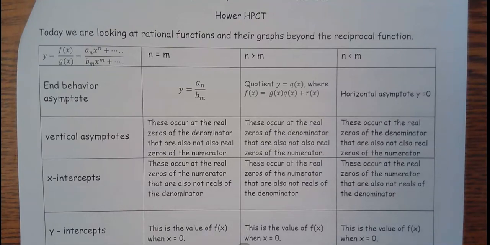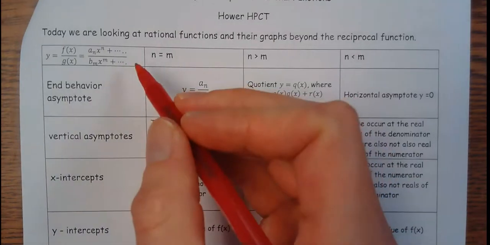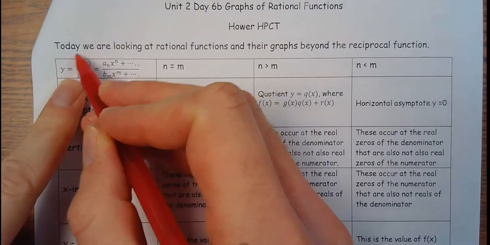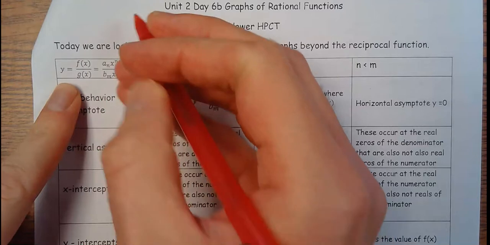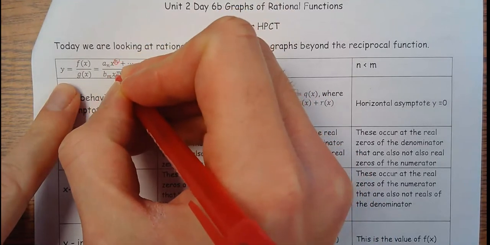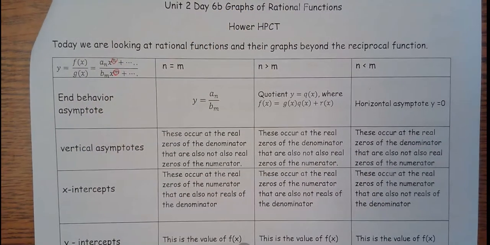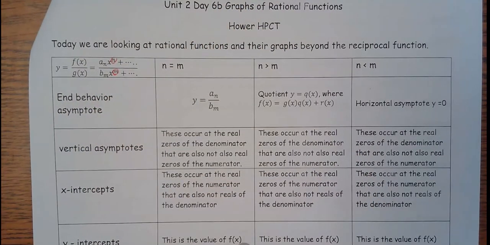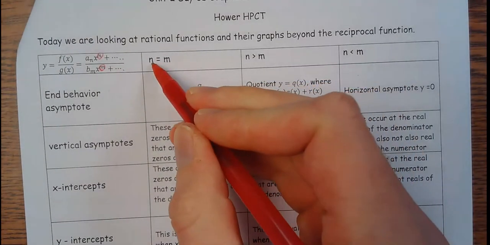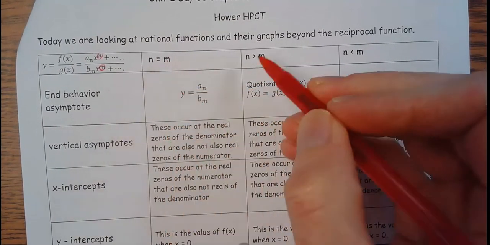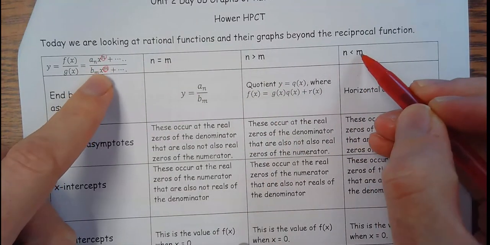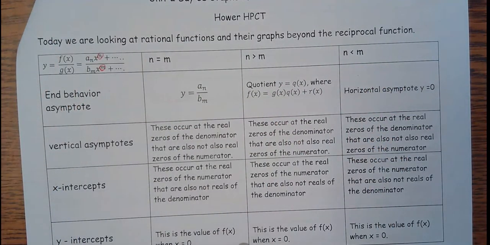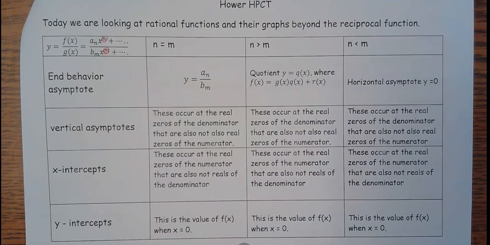But for the most part, what we want to look at is we have this function over another function. What we care a lot about is the n and the m. Okay, so the highest power, the degrees of the top and bottom. Either they can be the same, we could have the one on top being larger than the one on bottom, or we could have the one on top being less than the one on bottom. So that's the three scenarios with the degrees that we could see.